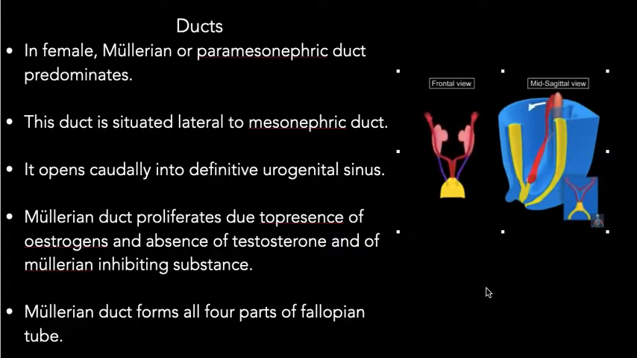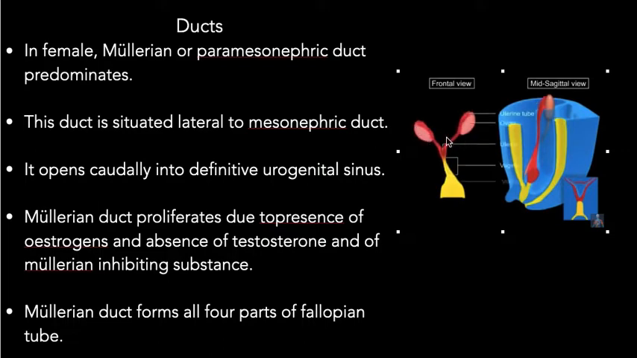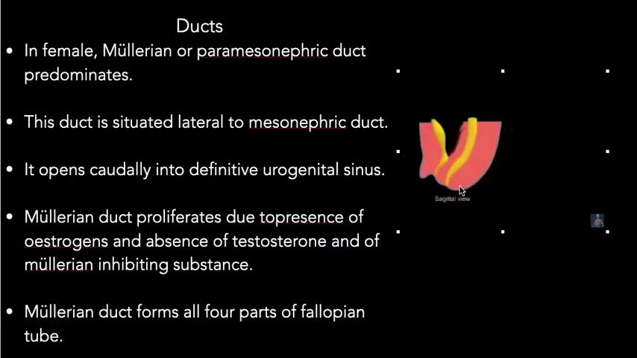You can see the regression of the mesonephric duct, and the paramesonephric duct persists, forming the fallopian tube. These are the ovary or the gonads, which will come to lie underneath it. And then we have the uterus, the vagina, and the vestibule. This is the sagittal view. Can you see the section over here? And this is the section at the lower level.